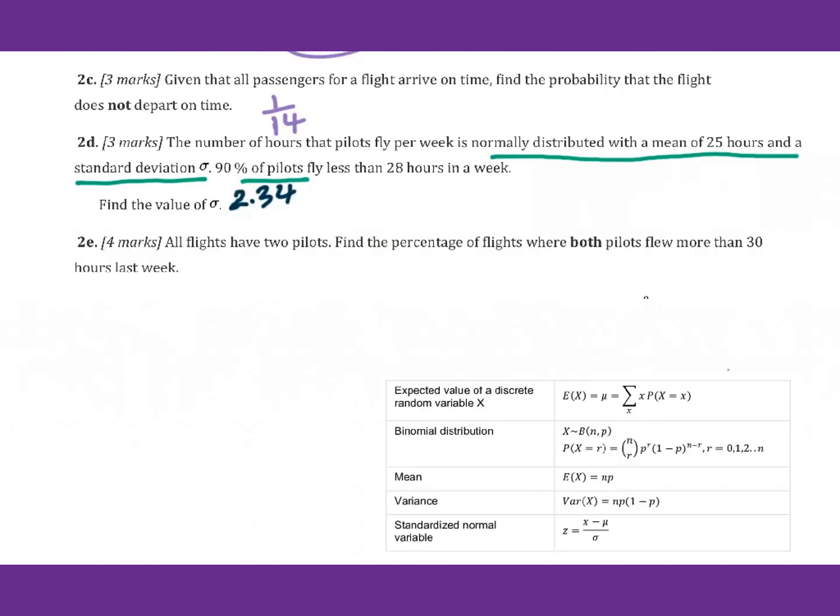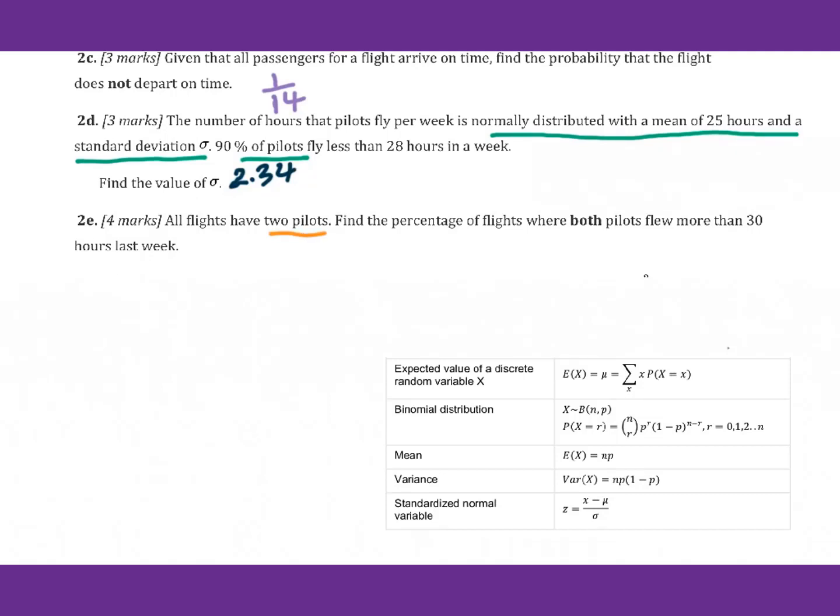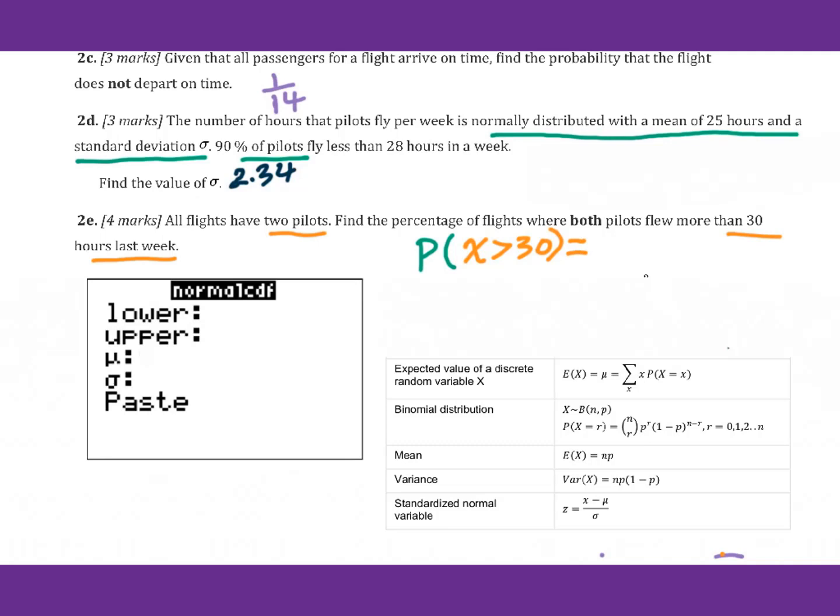All flights have 2 pilots. Find the percentage of flights where both pilots flew more than 30 hours last week. According to this problem, we can figure out the probability x greater than 30 for 1 pilot equals. We will go to normal CDF. Lower is 30, upper is 1E99.